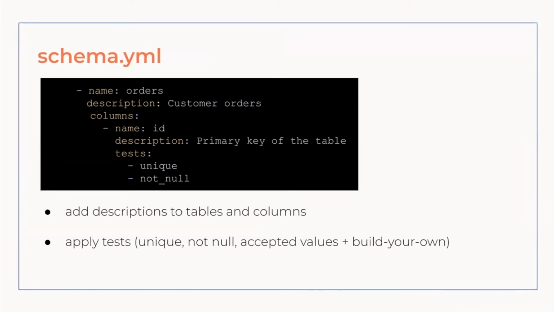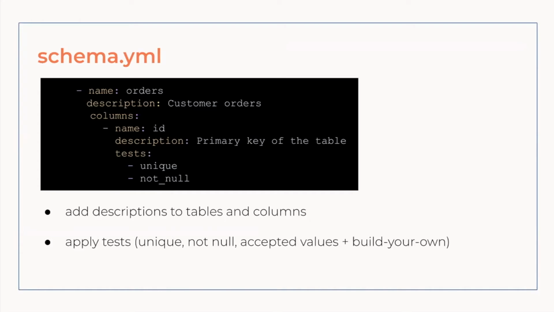There's another configuration file called a schema.yaml. And what this allows you to do is add descriptions to your tables and your columns. For instance, here we have a table that's called orders, and we're going to give it a description called customer orders. It has a column, which is called ID, and this has a description that tells you this is the primary key of the table.